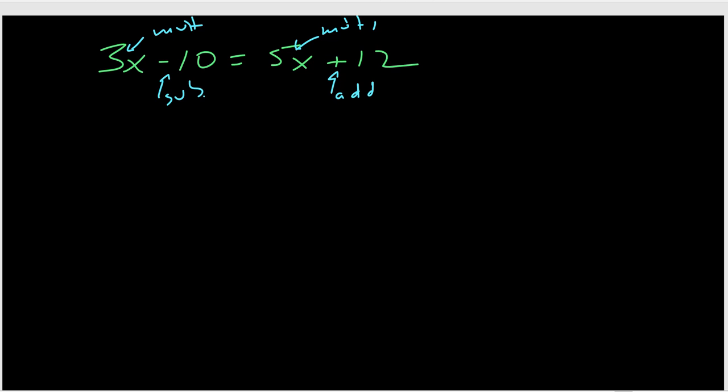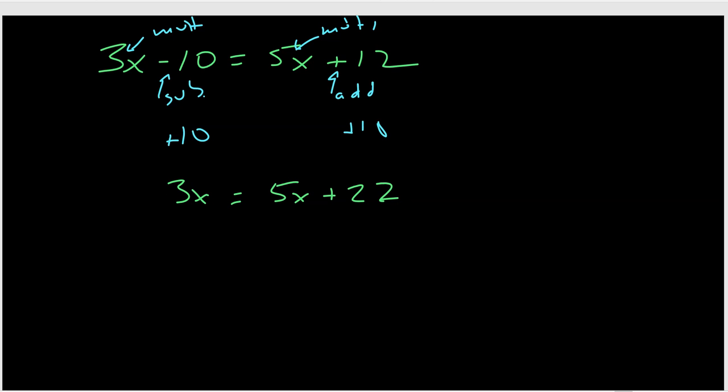So I want to undo addition, subtraction stuff first. And it doesn't matter which one you do first, okay? So I could add the 10 to both sides or I could subtract the 12. Really doesn't much matter. I'm just going to go ahead and add 10 to both sides. So my new equation will be a 3x on the left-hand side. On the right-hand side, we'll have 5x plus, well, 12 plus 10 would be 22.